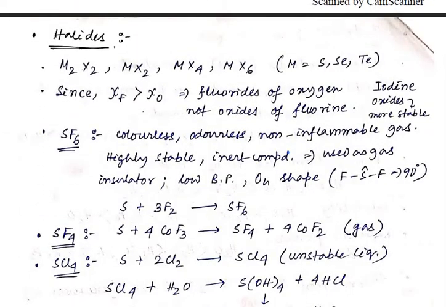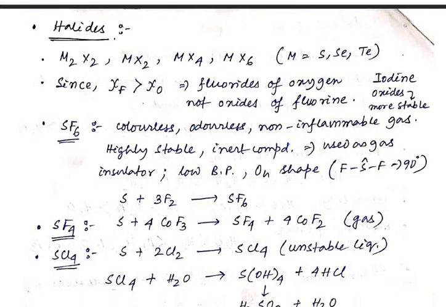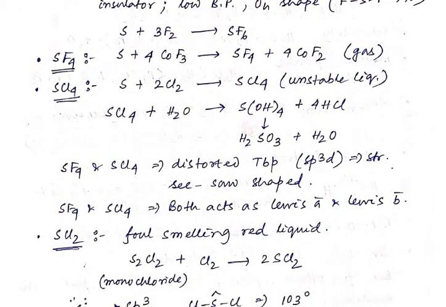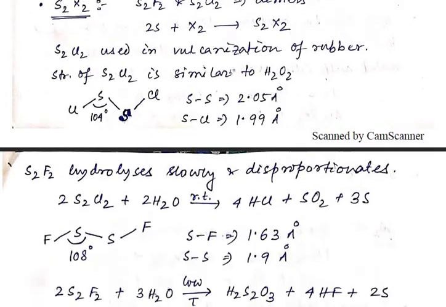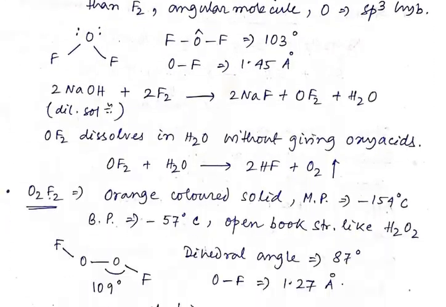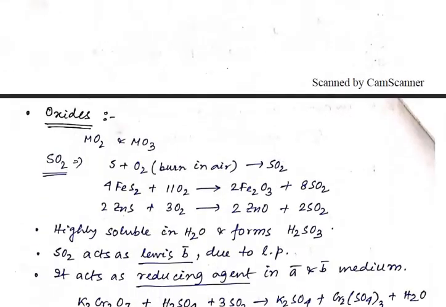Next, the halides. Out of the halides, the main ones are S2X2 and Se2X2; these types of halides are very important. We have already discussed their synthetic procedure and a few reactions of these halides we have already seen.